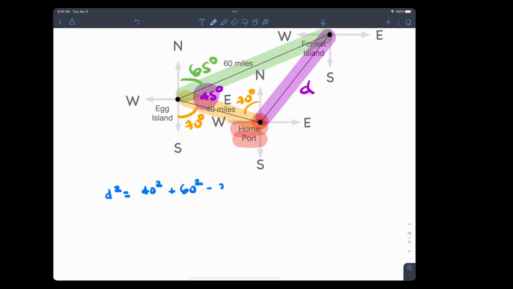60 squared minus 2 times 40 times 60 times cosine of that 45 degrees. So why was it 45 degrees again? Because we have a straight line here, right? This whole thing is a straight line.